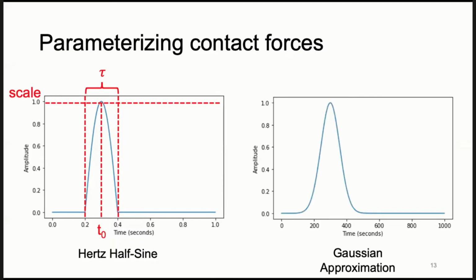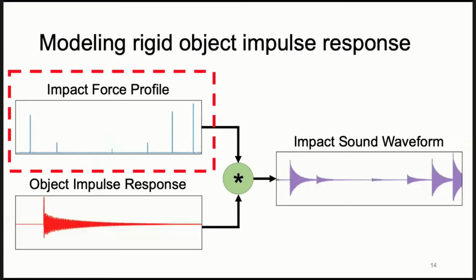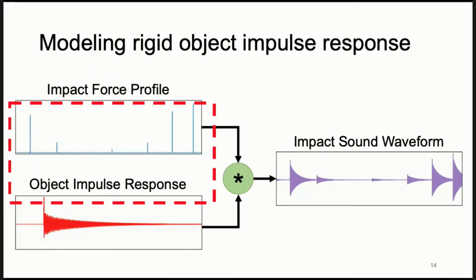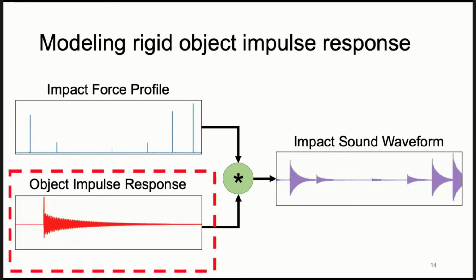More specifically, we use a Gaussian approximation of this model, which has the same parameters but has smooth derivatives. We model an impact force as a linear combination of m impact events, each parameterized by the three parameters I just illustrated, to create a time sequence of multiple impact events. So next, I'll explain the physical model behind the object impulse response.